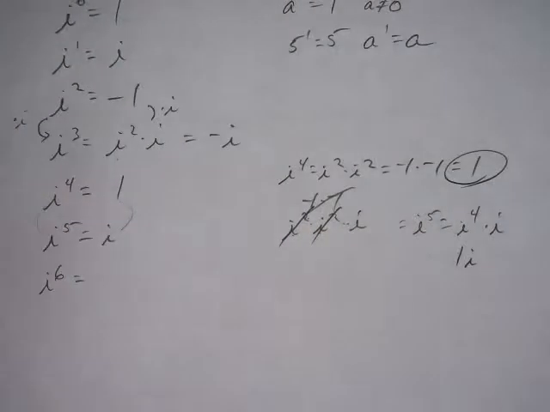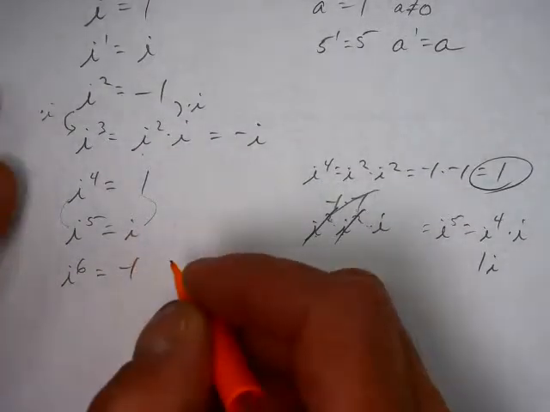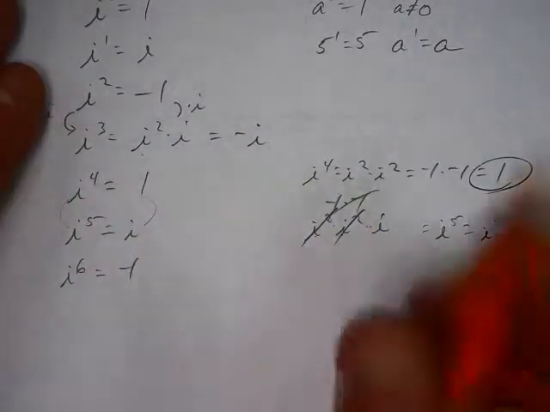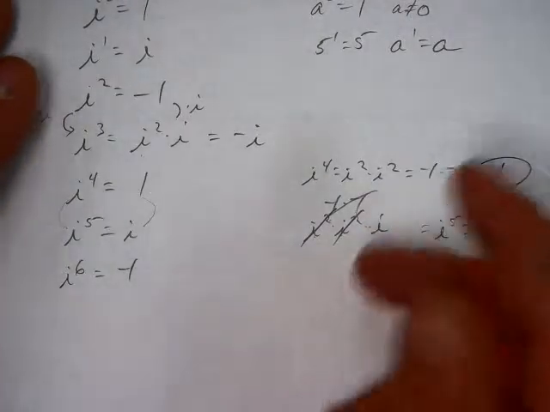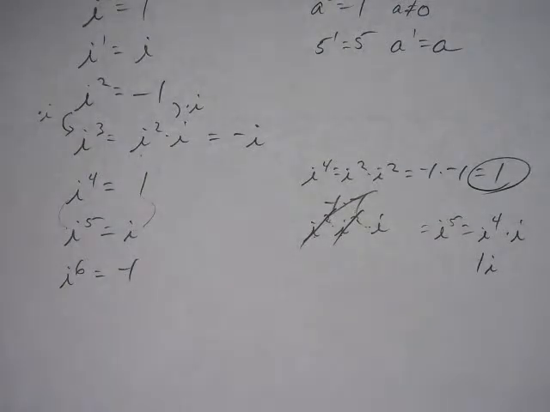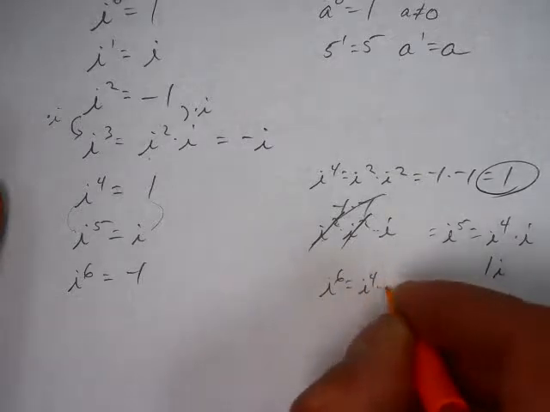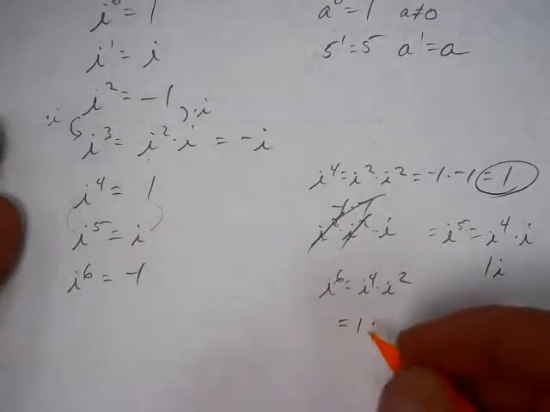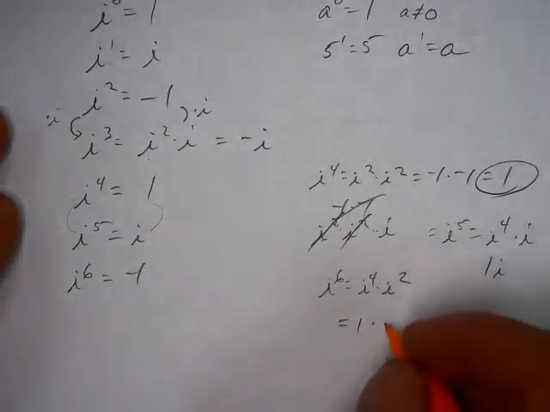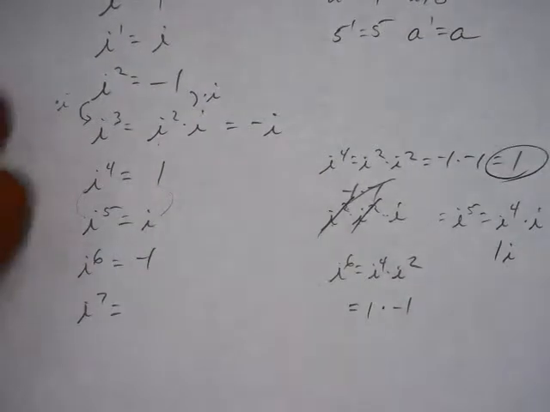Okay, back to i to the 6th. Negative what? Negative 1, okay. How do you get that? Good. i squared gives me negative 1, multiply those together, get negative 1. Or I can do i to the 6th is i to the 4th times i squared. i to the 4th is 1. And what's i squared again? I forget. Negative 1. So it's negative 1. i to the 7th.